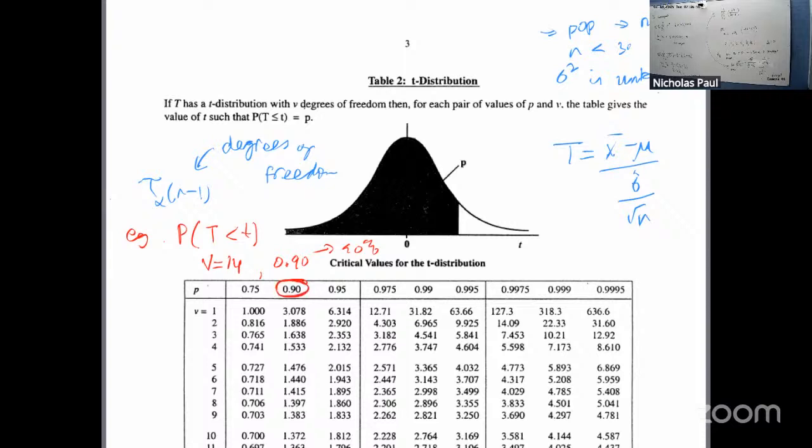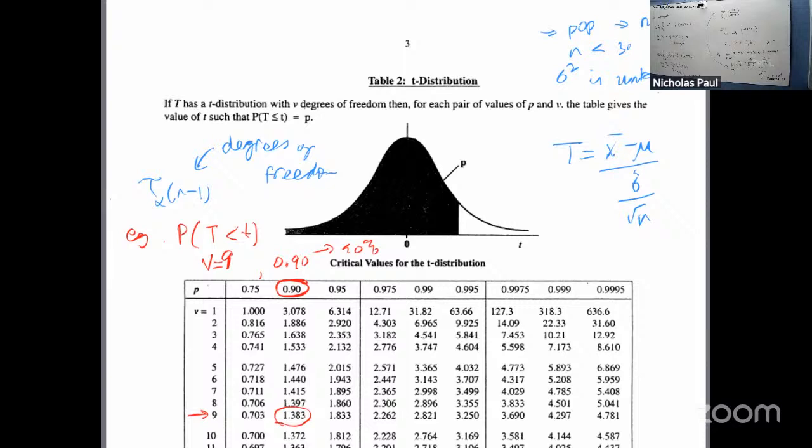0.9. How far do you see? Sorry, let me change from 40 to something small like 9, because I now realize you're not seeing 14 there. Look at 9. So you're looking for 9 degrees of freedom, 0.9, and you get 1.383.